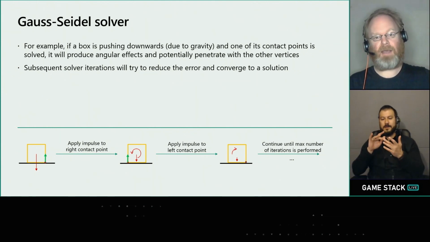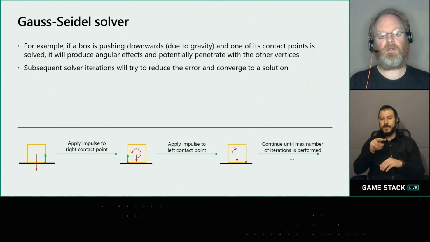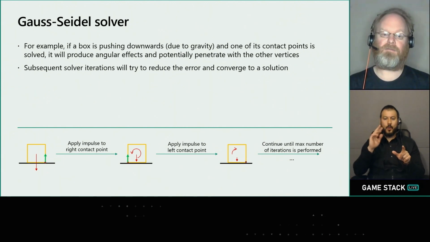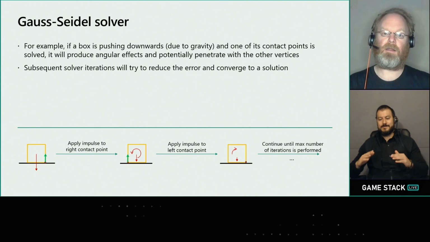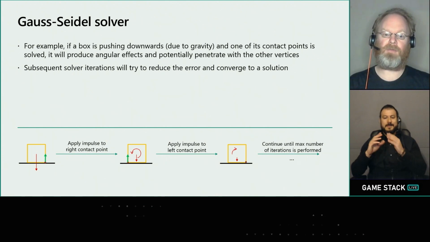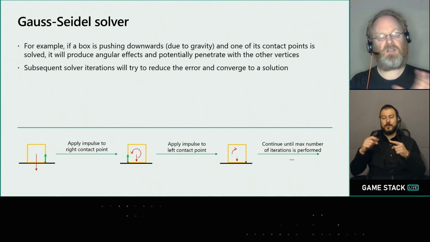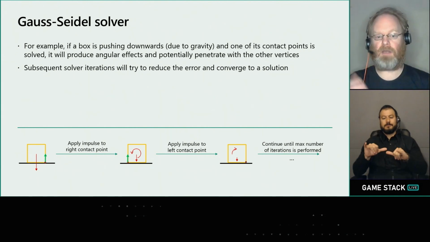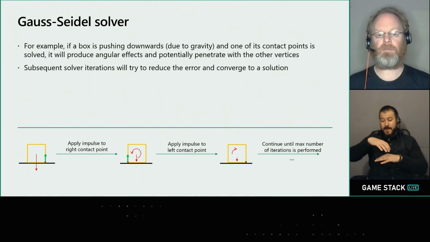However, on the next iteration of the contact points, we're going to look at the contact point on the left, and hopefully it's going to reverse that angular effect and apply a linear and an angular impulse to the box, which should converge towards 0, but it might end up having a residual angular component that we don't really want.